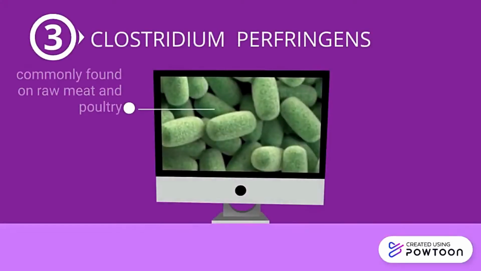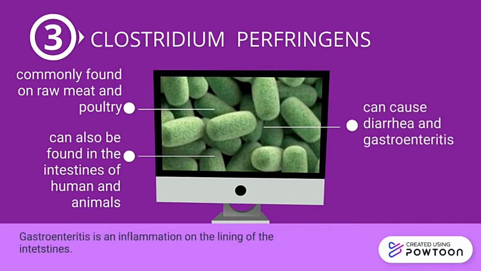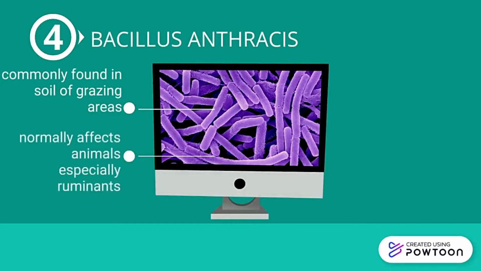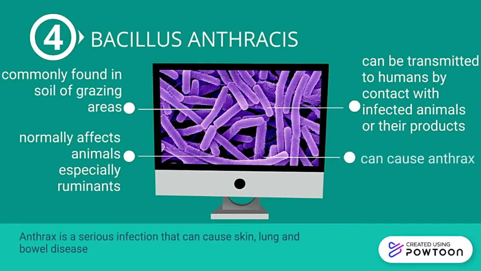Clostridium perfringens is commonly found on raw meat and poultry. It can also be found in the intestines of humans and animals. It can cause diarrhea and gastroenteritis. The last one is Bacillus anthracis. It is commonly found in the soil of grazing areas and normally affects animals, especially ruminants. It can be transmitted to humans by contact with infected animals or their products. It can cause anthrax.